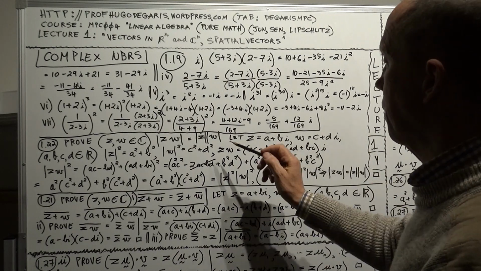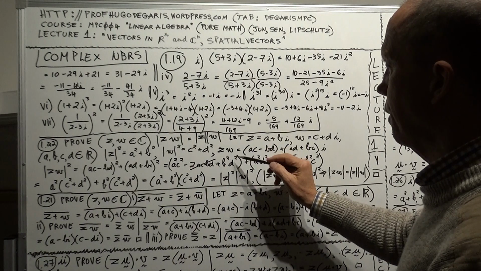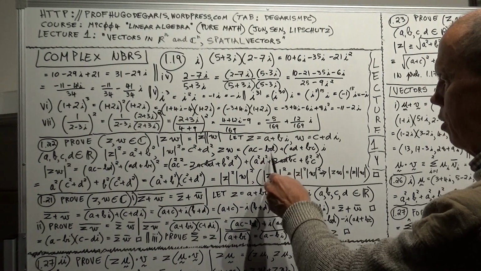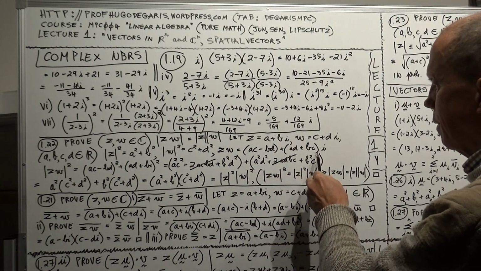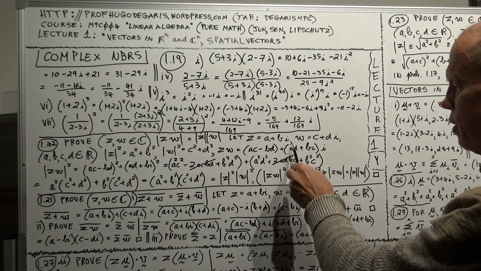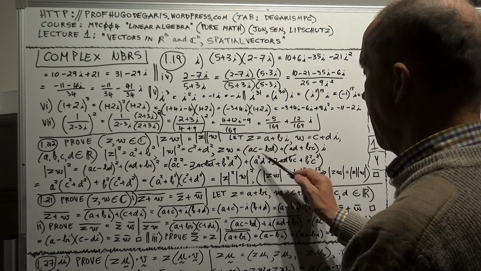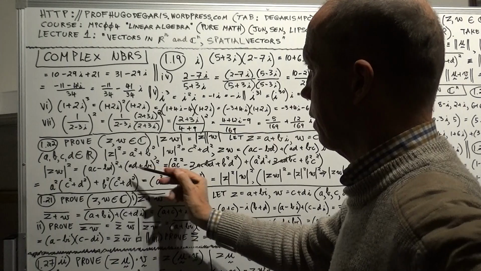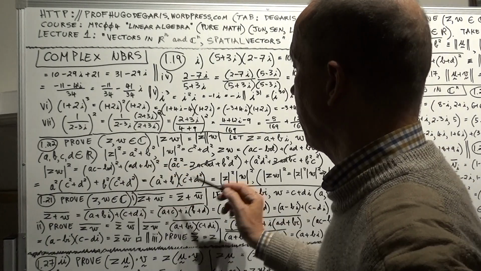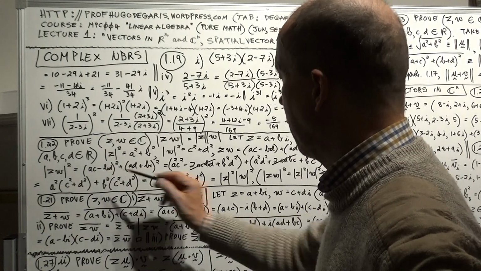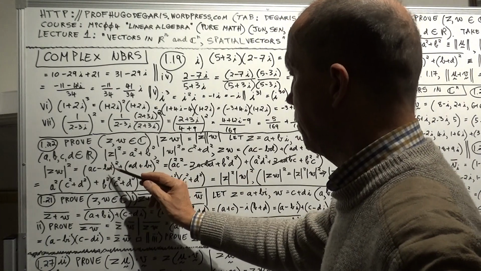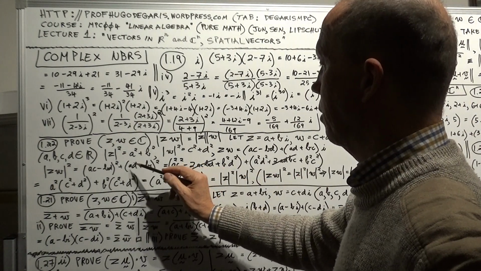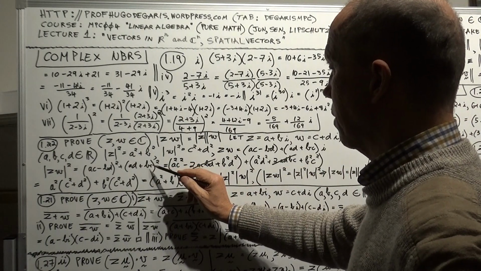So the mod of this complex number squared will be just the real term squared, plus the complex coefficient squared, which is here. Now it's just a bit of algebra. The square of the first will be a squared c squared minus 2ACBD plus b squared d squared. And similarly for the second, you get a squared d squared plus 2ADBC plus b squared c squared.